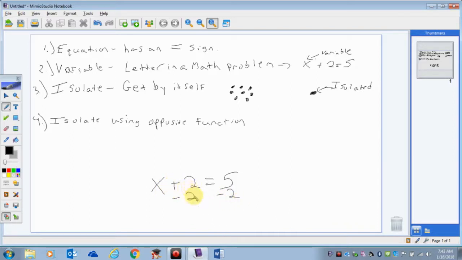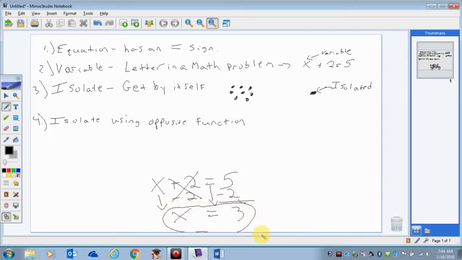This plus 2 and this minus 2 cancel each other out. The x, we bring it down. It's still left. Now over here we have 5 minus 2, but before we do that, the equal sign is still there, so we bring it down. And then 5 minus 2 is 3. So all that stuff brought down is x equals 3.